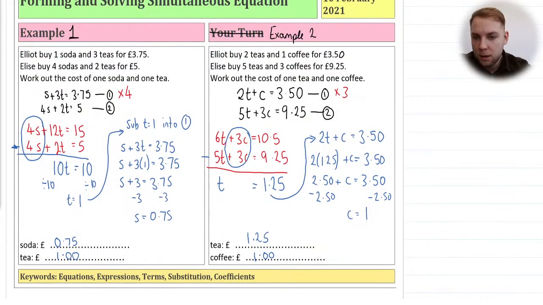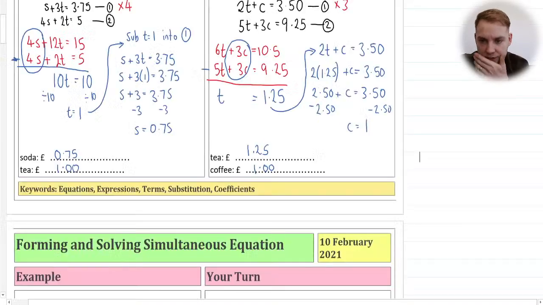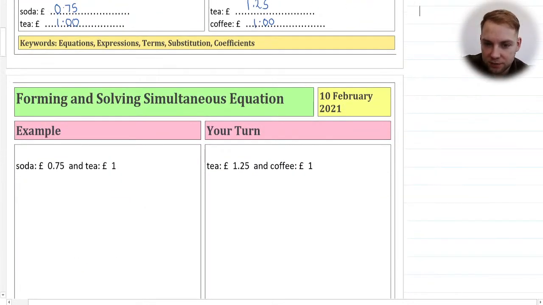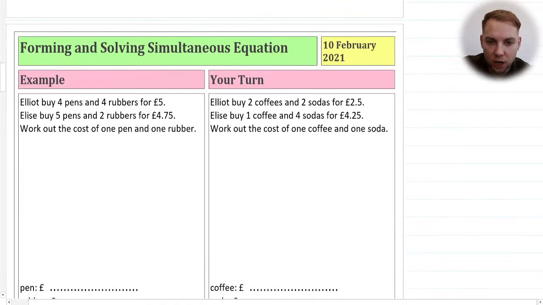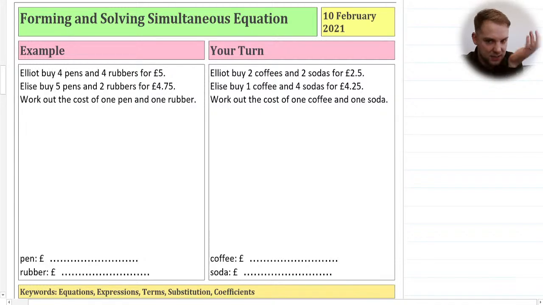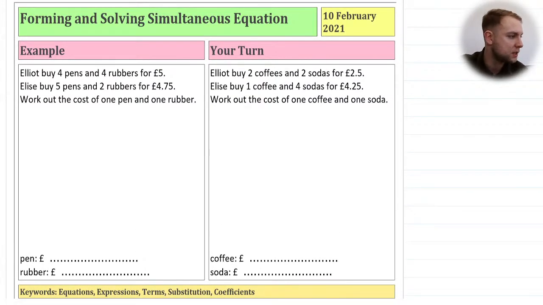So, we've done a go at 2 questions. Have a little go. So let's just check those answers. Yeah, there we go. Have a little go at this one yourself. Now this is pens and rubbers. It's exactly the same idea. So pause now and have a little go at this one yourself.